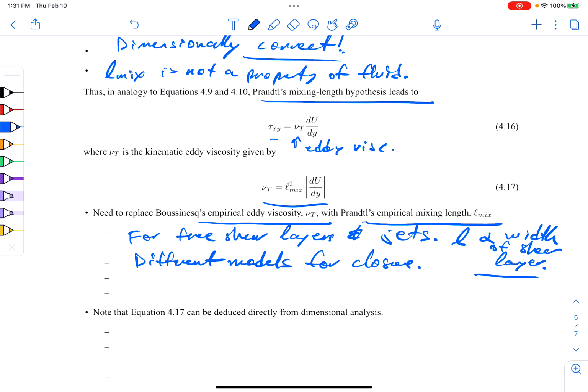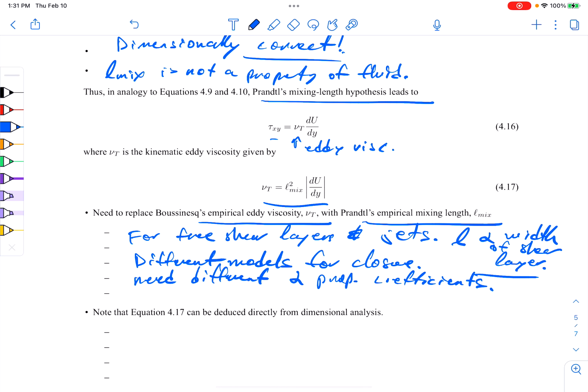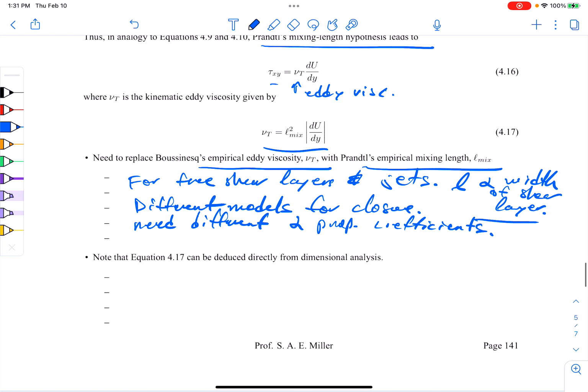So in a sense, I need to know something about the physics in the solution before I even run my code, if I program this in a code. So it's not very general at all. And so this boils down to I need different proportionality coefficients. So I would need to recalibrate my model for each case, and that's not very useful.